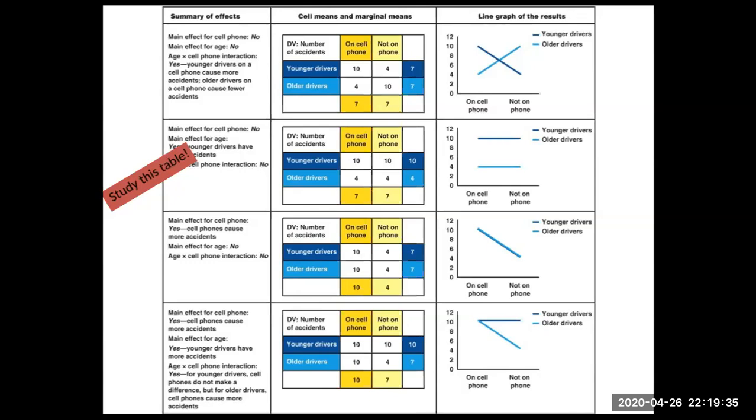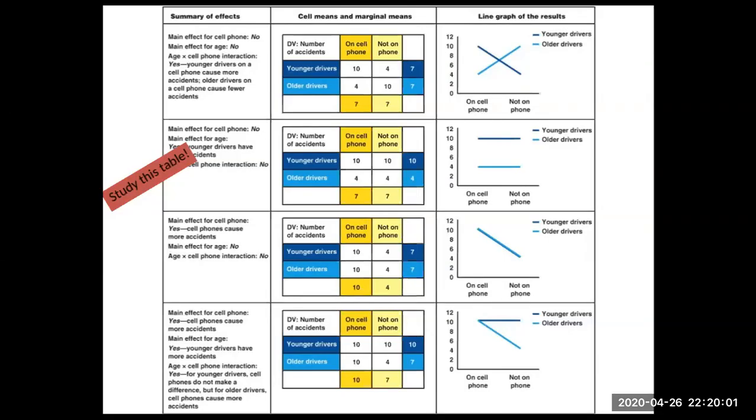Drivers on a cell phone got into an average of 10 accidents. Drivers not on a cell phone, an average of 4. What about this last one? Younger drivers on a cell phone, 10 accidents, not on a cell phone, 10. Older drivers on a cell phone, 10 accidents, not on a cell phone, 4 accidents, for a total of 10, 10, 10, and 4.